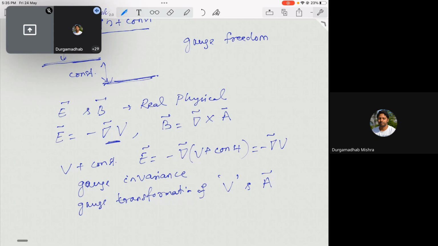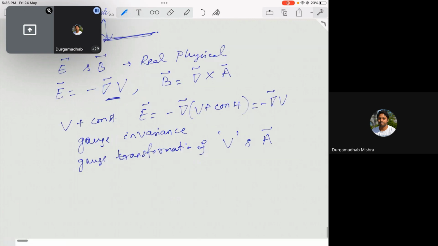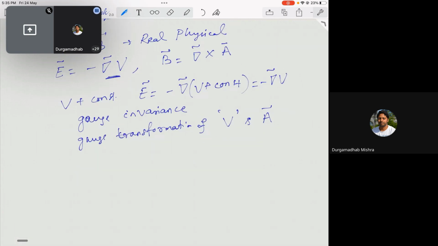So let's look at those aspects. Again, we will start from Maxwell's equations and try to write them down. The aim is whether we can write down Maxwell's equations in terms of these potentials, the scalar and vector potential. So we start with, again, a simple case. Let's say del dot B is equal to 0.